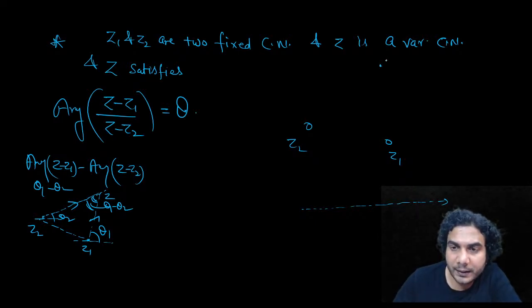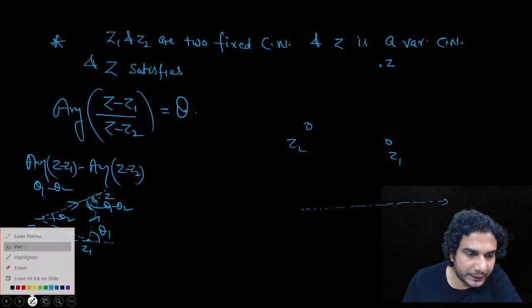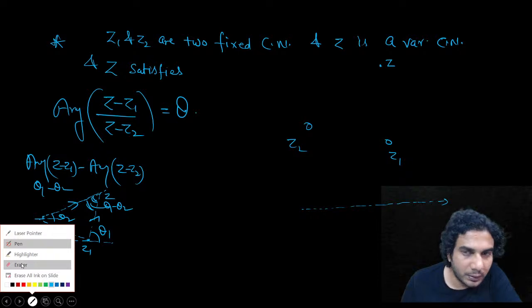So if you take Z here, see, with this diagram it will be clear. I'll make this diagram again.